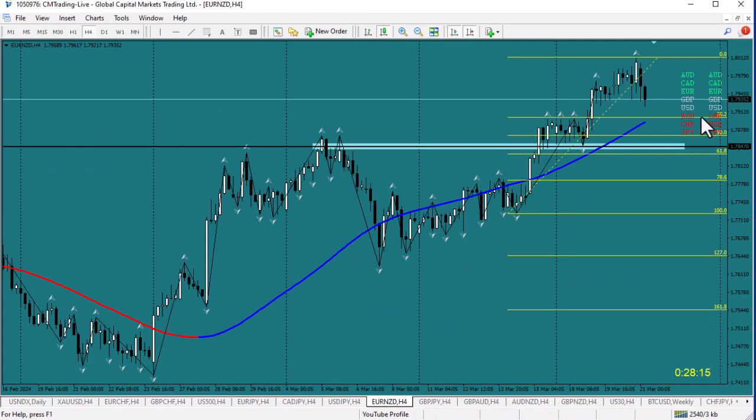Then the euro New Zealand, euro green zone, New Zealand red zone. So I'm still good with this. Nice directional swing.